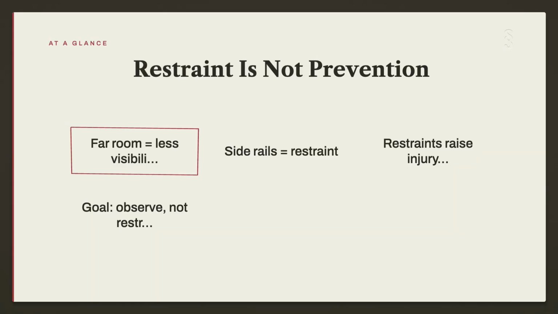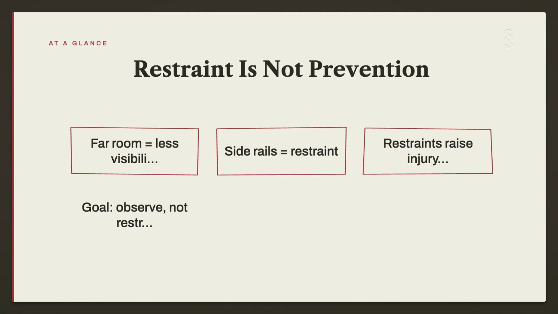Exam writers test the pull toward restraint. A distant private room removes the client from view, and raising all four side rails just turns the bed into a restraint, risking falls from greater height. The organizing principle is always to increase observation and reduce reasons for unassisted movement, never to restrict.